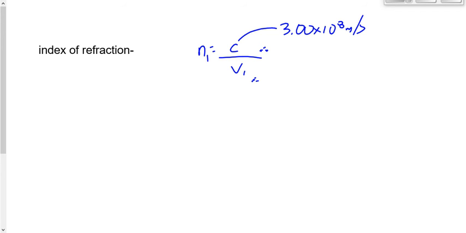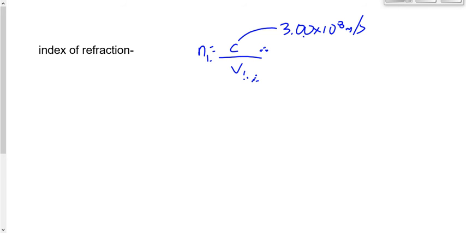But if you're in water, the speed of light is about 2 times 10 to the 8. 3 divided by 2 is 1.5. The index of refraction would be 1.5. If you're in cubic zirconium, you know what cubic zirconium is? It's like fake diamond. Okay. Speed of light slows to about 1.5 times 10 to the 8. So it slows down pretty dramatically. Okay, the index of refraction would be about 2. In glass, it's 1.5. In cubic zirconium, it's about 2.